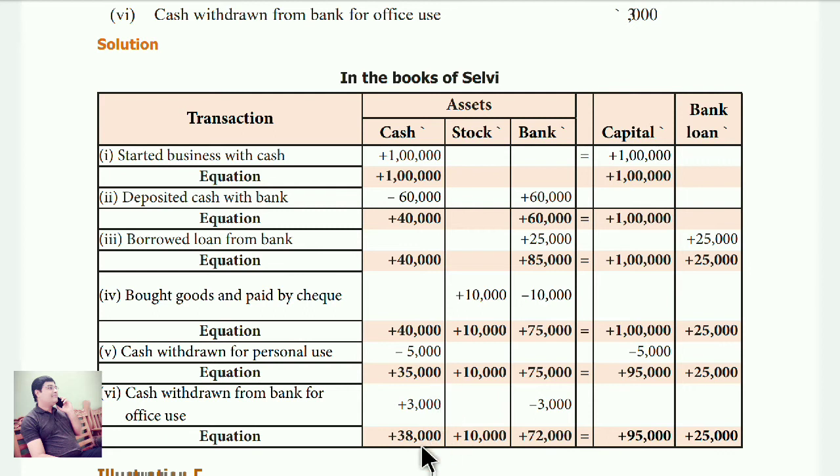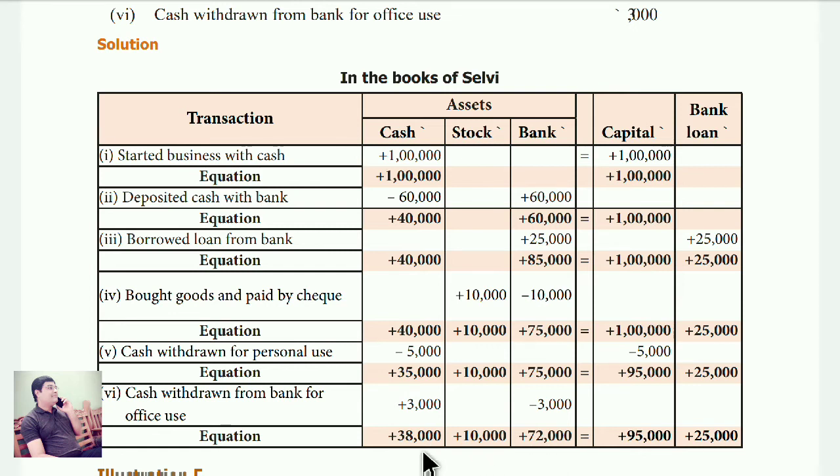Now see the total, 35 plus 3, 38,000. 10,000 here, no transaction, write it 10,000 as it is. 75 minus 3, 72,000. Then 95,000 as it is, write it. Then 25,000 as it is, write it. Now see the check, the answer is right or wrong. 38 plus 10, 48,000. 48 plus 72,000. So 48 plus 2, 50. 50 plus 70,000, 1 lakh 20,000.